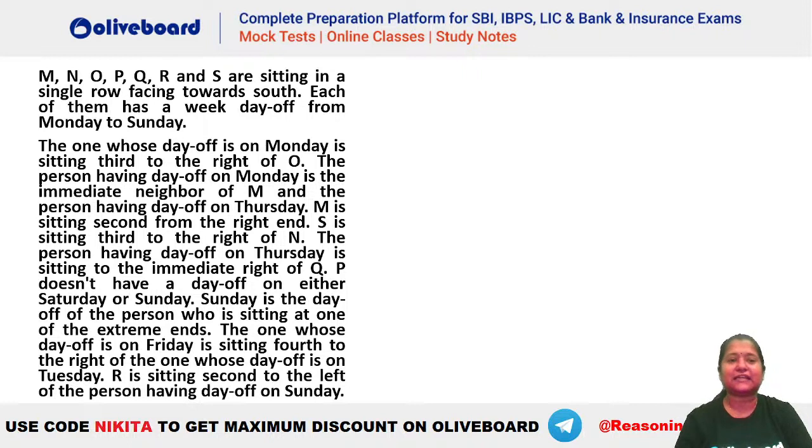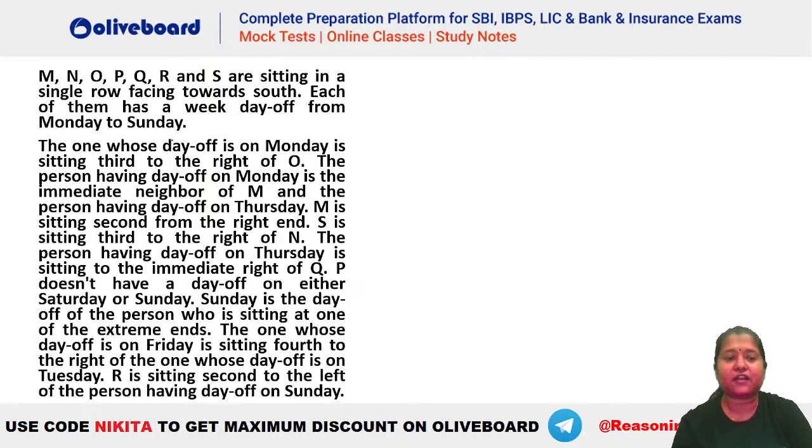So you can see here that we have 7 people, right? There are 7 people here who are facing the south. Each of them has a weekday off from Monday to Sunday. ठीक है, मंडे टू संडे उनका वीक ऑफ है. किसी का मंडे को है, किसी का संडे को है. इस तरह से करना है, ठीक है. So let's try it out.